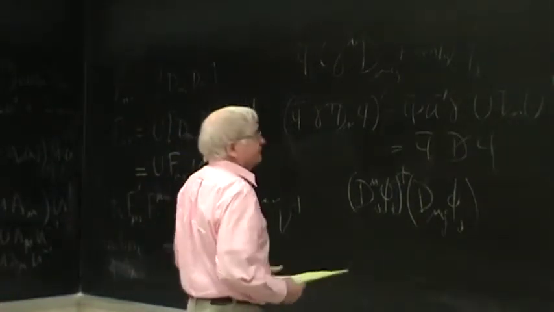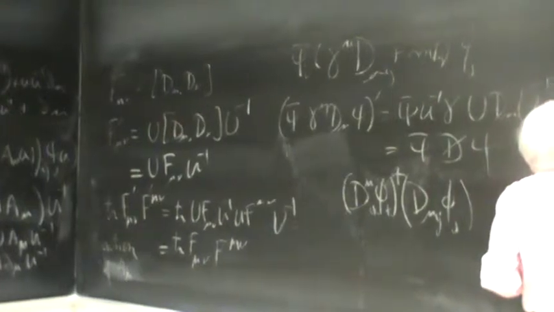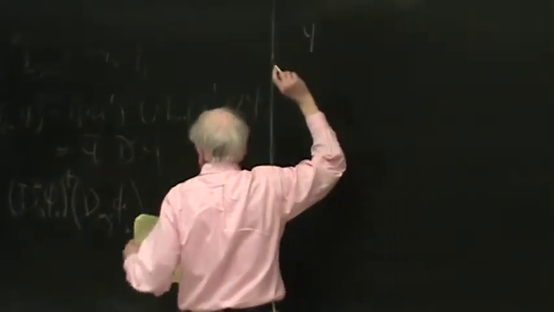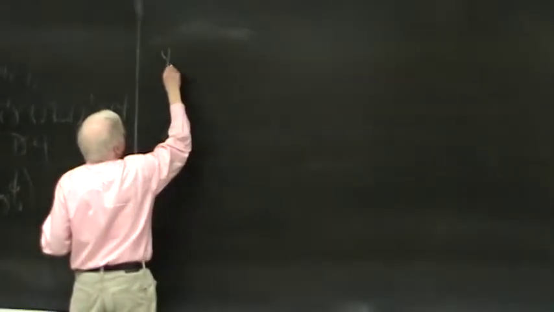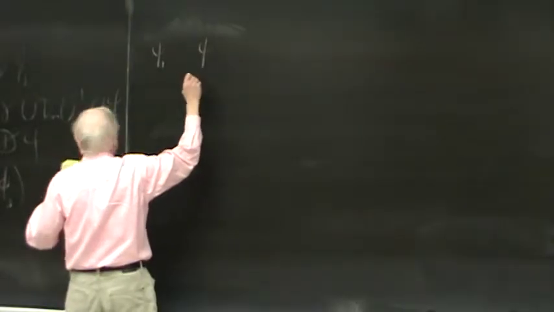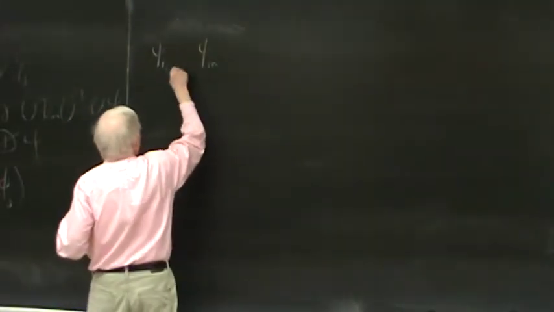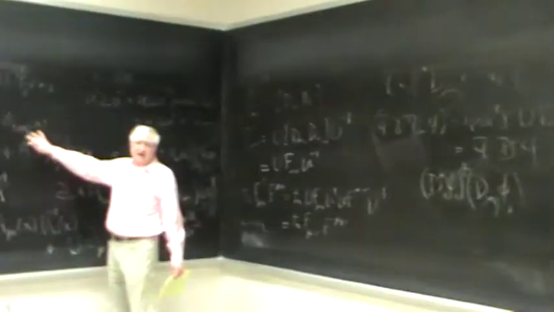Now, if psi or phi or whatever goes from psi 1 up to psi, let us say, what did I call it? Little n. If that's how many fermion fields we have, then in the covariant derivative, this thing here has to be an n by n matrix.